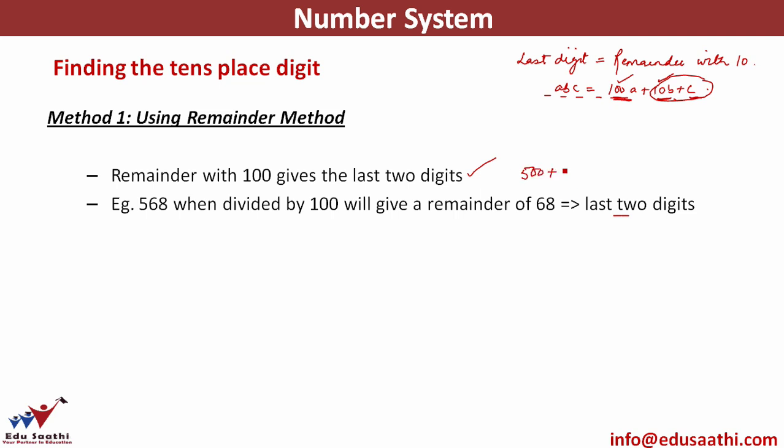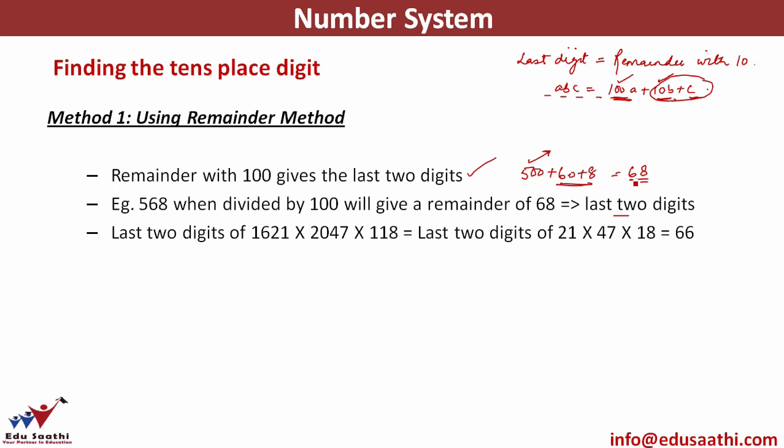It is written as 500 plus 60 plus 8. This number is divisible by 100. These two are not divisible by 100, giving an answer of 68. So if I have to find the last 2 digits of a number, like the thing that we have done for the unit digit, I will only look at the last 2 digits. I will not look at the full number. I would look at only the last 2 digits, which are 21, 47 and 18, and multiply them to get the final value of the last 2 digits. Because if I have to find the last 2 digits, I will only look at the last 2 digits.